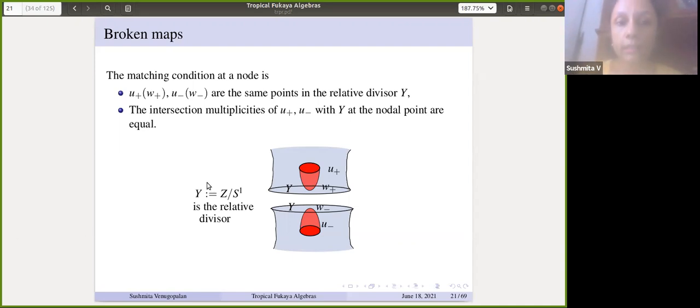And the second condition is about intersection. Y is a divisor, and the map is holomorphic, so there is a positive intersection multiplicity that it has with the map at any nodal point. And we require that the intersection multiplicity is the same on both sides.